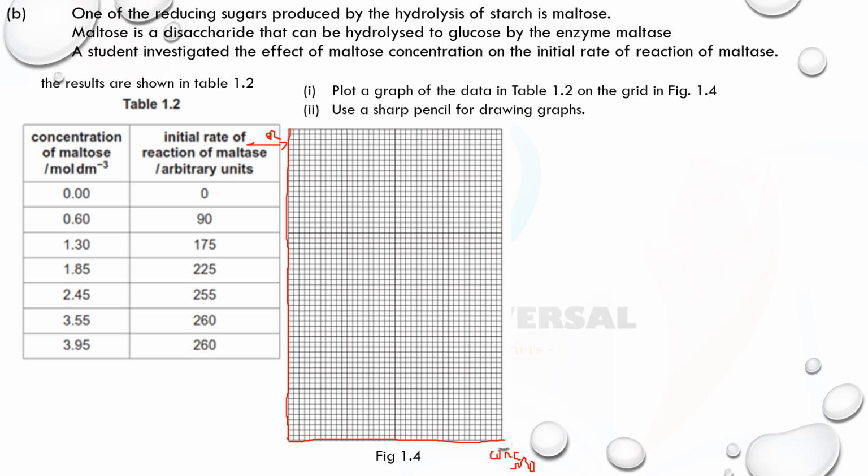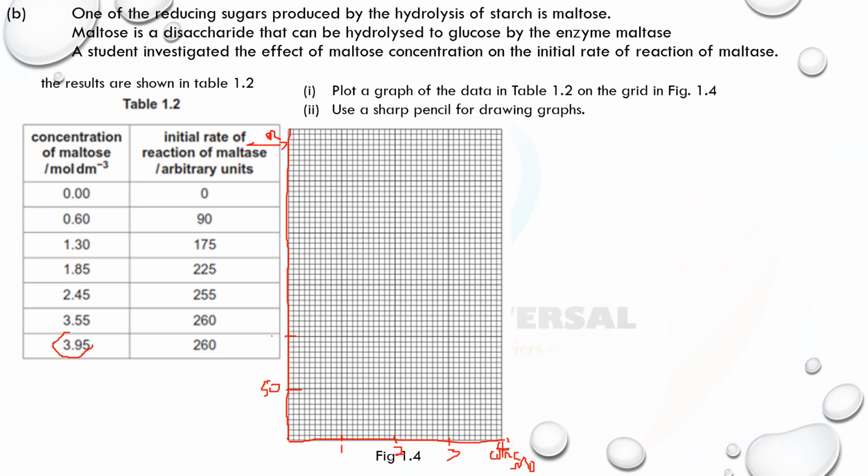Now I choose my scale. This is 1, this is 2, this is 3, and that's 4. The highest concentration value is 3.95, so 4 covers it. Here the highest value is 260. Remember we use 2 units, 10 boxes, so 50.